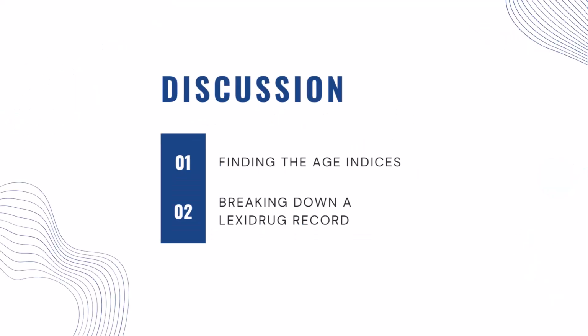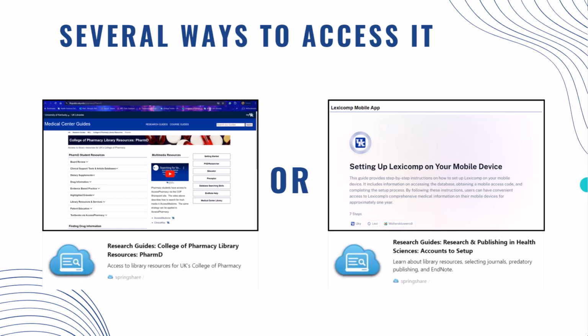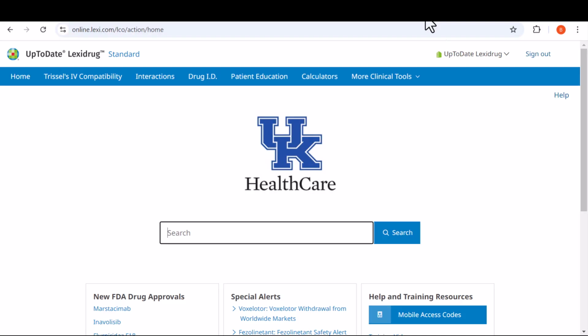We're going to start by reminding you how to find the age indices in LexiDrug, which we covered briefly in part 1, and then we're going to break down the LexiDrug records in all the different age-related indices. As a reminder, you can access this resource either via a mobile app or a desktop version, and we will be searching the desktop version. So let's start searching LexiDrug.